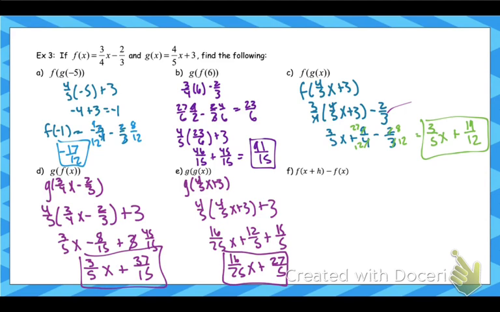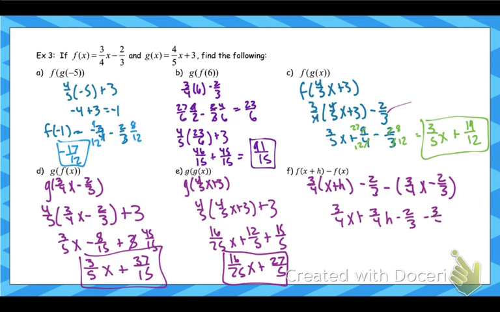And then finally, we've got f of x plus h minus f of x. So again, very similar to what we did previously. We're going to do 3/4, replace x with x plus h, minus 2/3. And then I'm going to subtract the entire f of x function. I'm going to put it in parentheses. So now I have 3/4 x plus 3/4 h minus 2/3 minus 3/4 x plus 2/3. 2/3 will cancel, 3/4 x will cancel, and I'm left with 3 over 4 h.